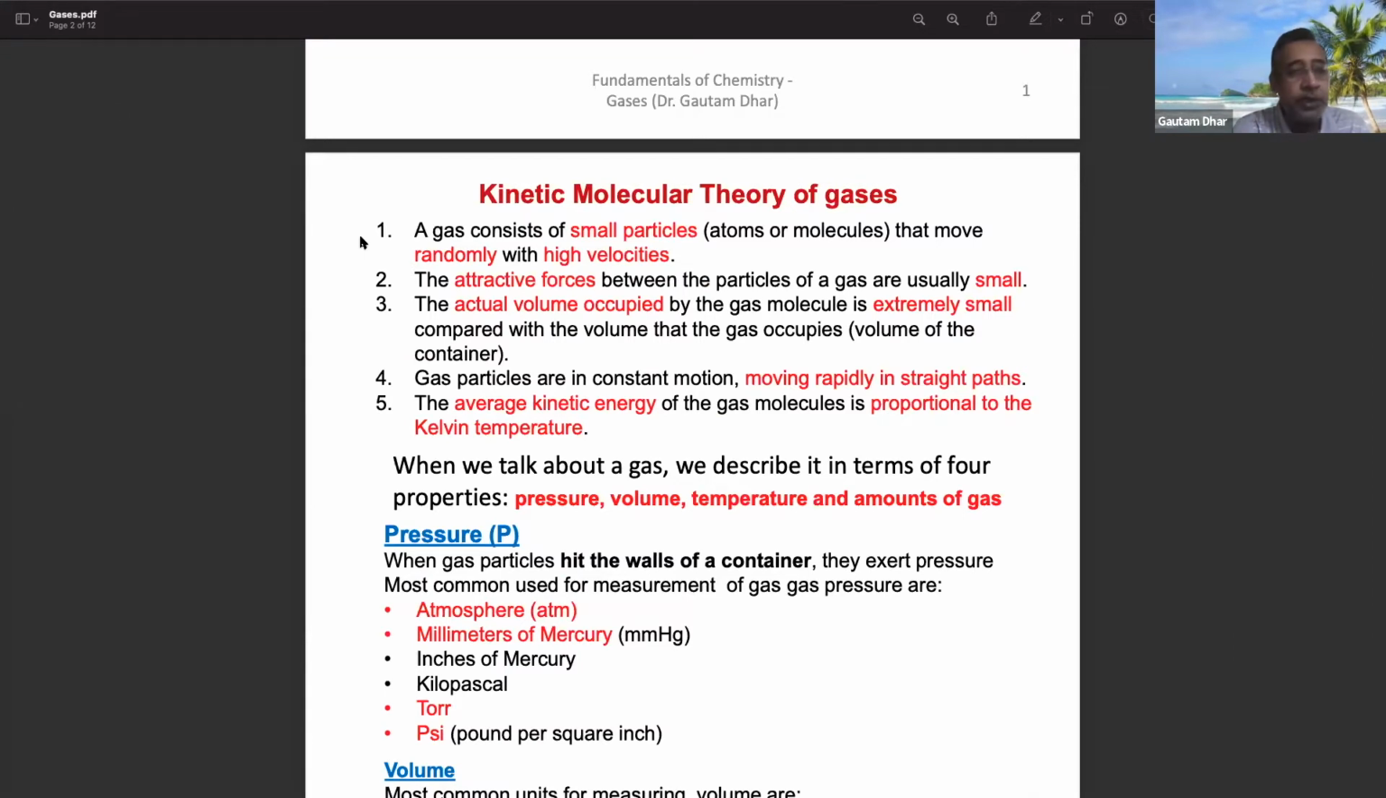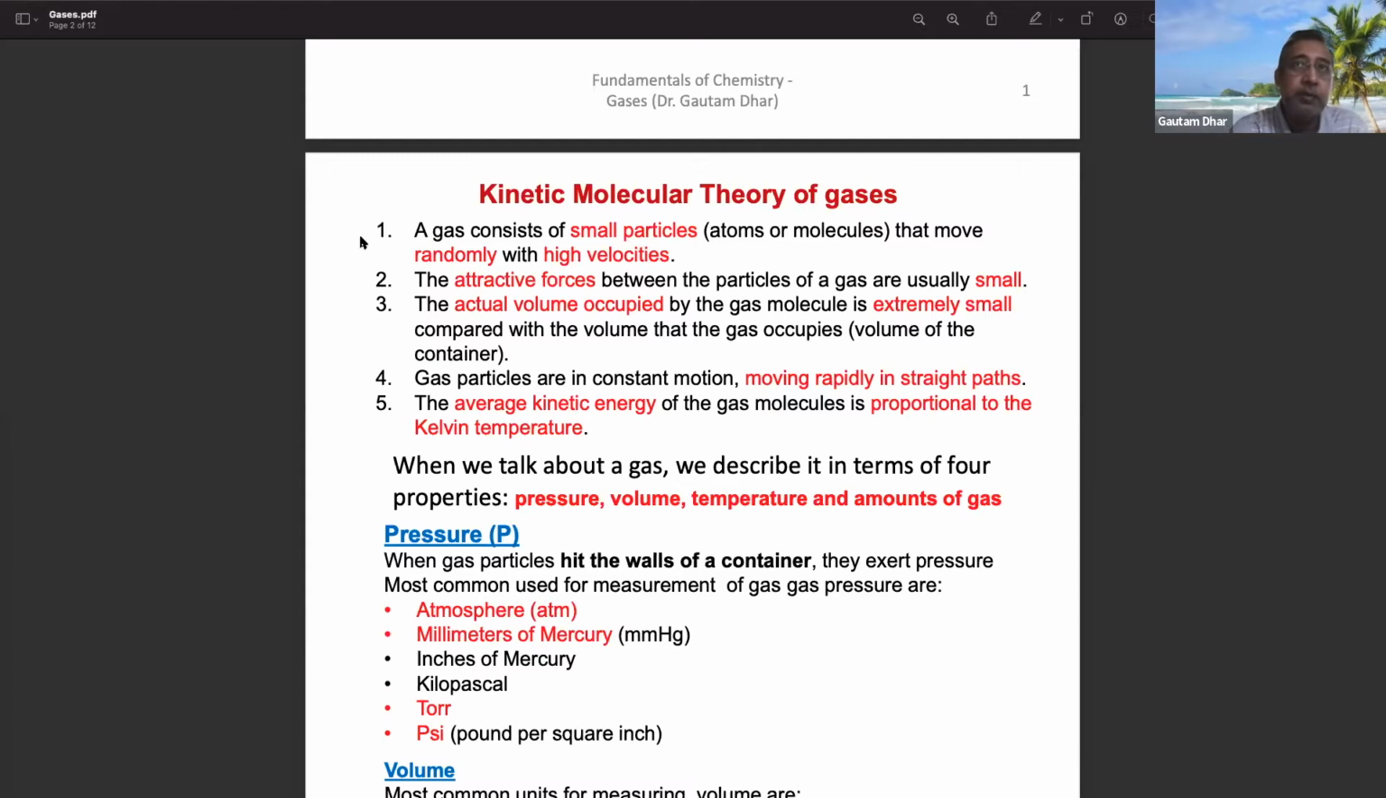If you keep an object, it always exerts pressure towards the center of the earth due to the pull of gravity, but not for gases. So how can gases exert pressure then? They have to exert some force, but the gases are flying around in every direction. So how do gases exert pressure?